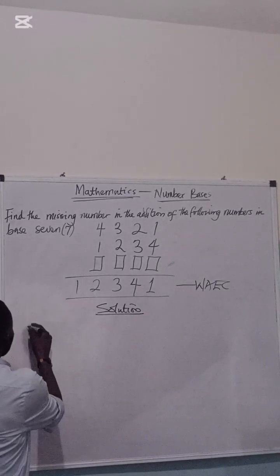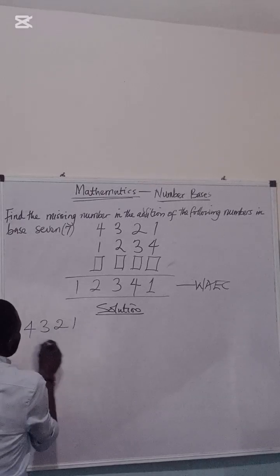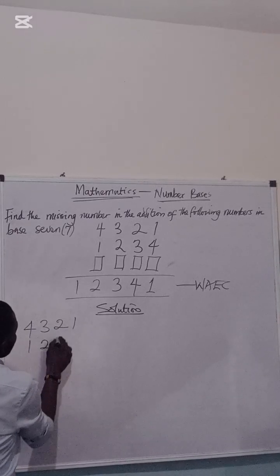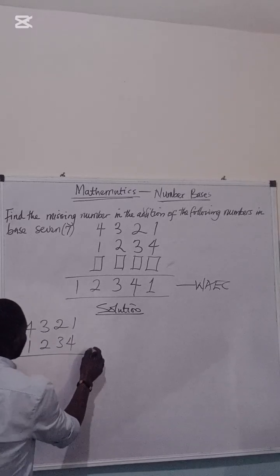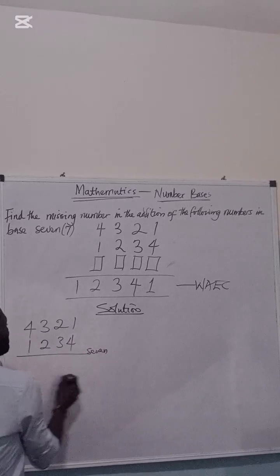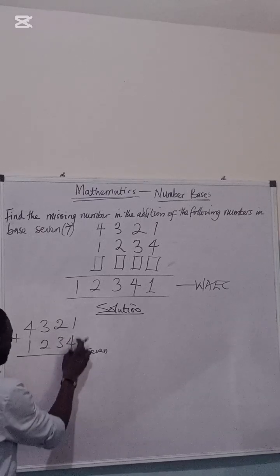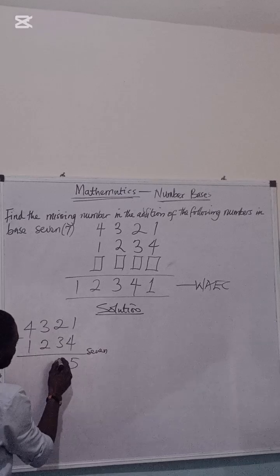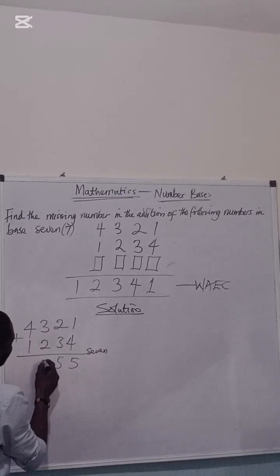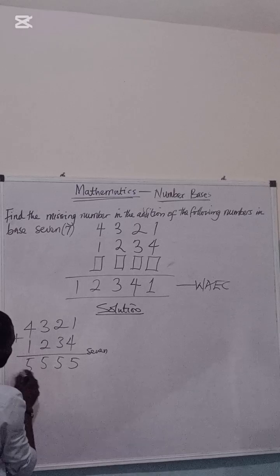Okay, so we are going to have 4, 3, 2, 1 and 1, 2, 3, 4, all in base 7. They are all in base 7. So we are going to add the two of them. 1 plus 4 is 5. 2 plus 3 is 5. And 3 plus 2 is 5. Also 4 plus 1 is 5.